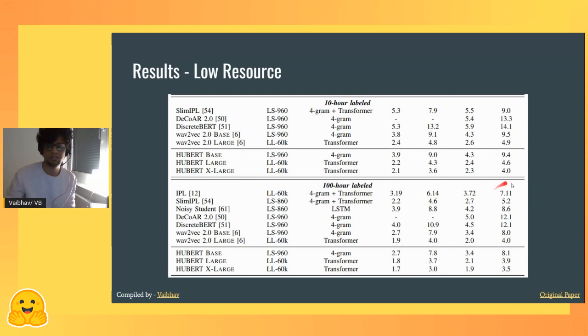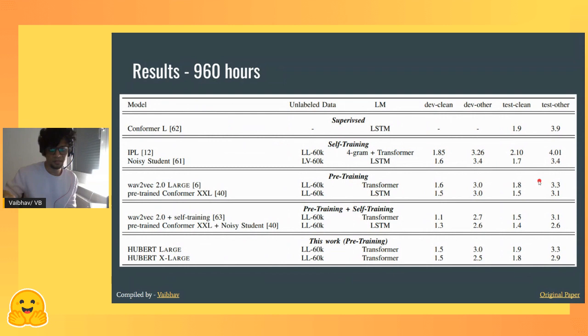For the full 960h dataset, we can see that HuBERT large is essentially at 1.5, 3.0, 1.9, and 3.3, whereas Wave2Vec 2.0 large is something at 1.6, 3.0, 1.8. This is actually lower than HuBERT large, and 3.3.